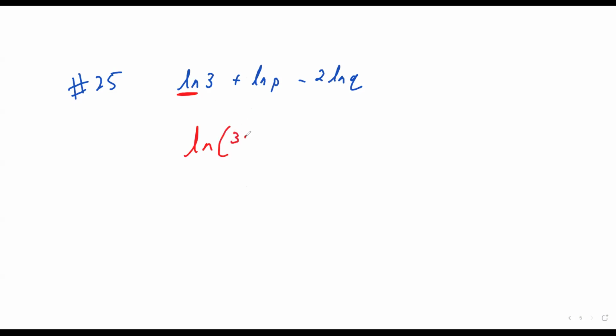Plus means to multiply. The next one's a p. Minus means to divide. Any coefficient becomes an exponent, so then this becomes q squared. So if you wanted to clean that up a little bit, you could also write it as 3p over q squared. But I think they'll accept this too. This is perfectly fine, just without the dot. All right, so that's it. So when you're condensing down, your goal is to get it to one logarithm.